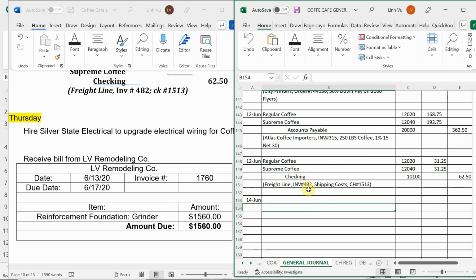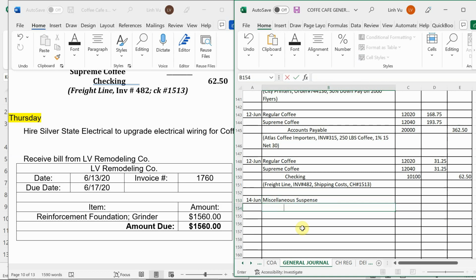We didn't buy anything. You said miscellaneous expense, right? Yeah, well, I meant purchase. Okay. So in other words, it's for LV Remodeling Company, the reinforcement of the counter for the coffee grinder, invoice 1760, net 4. Yes. Miscellaneous expense. It's 19,990.